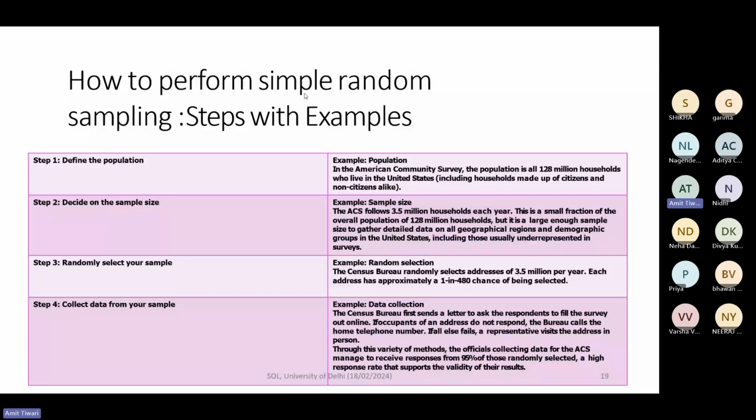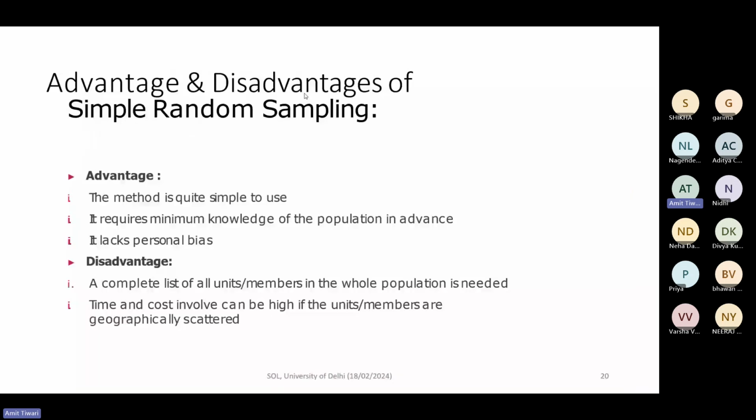Then the advantages of simple random sampling: the method is quite simple to use. You don't have to put in much effort, because you are selecting randomly, and it also lacks personal bias. But the problem with this is that you should know the entire population, so that if you randomly select some person, it should not happen that the person is not available, or you don't have any information or contact for that person. This should not happen.